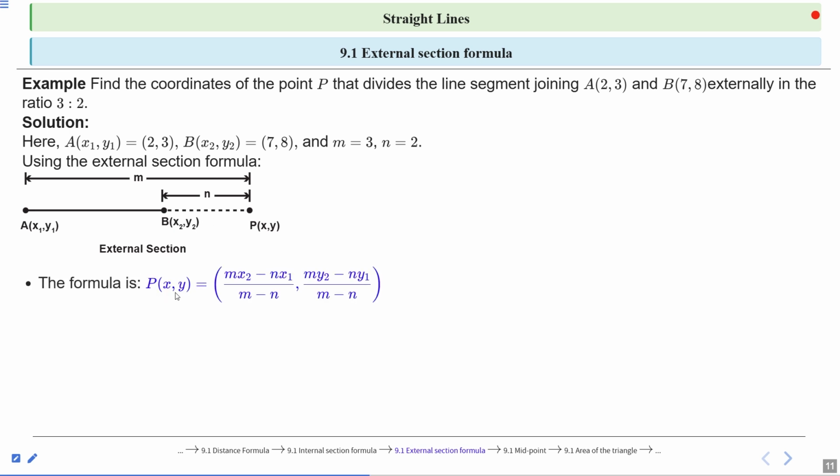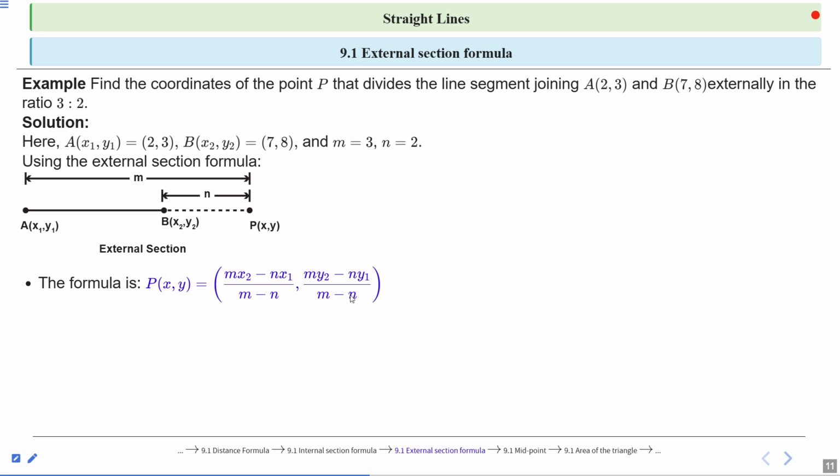So the formula is P of x, y equal to m times x2 minus n times x1 divided by m minus n, comma m times y2 minus n times y1 divided by m minus n. Okay, so the formula for the point P x, y is m x2 minus n x1 divided by m minus n, comma m y2 minus n y1 divided by m minus n.